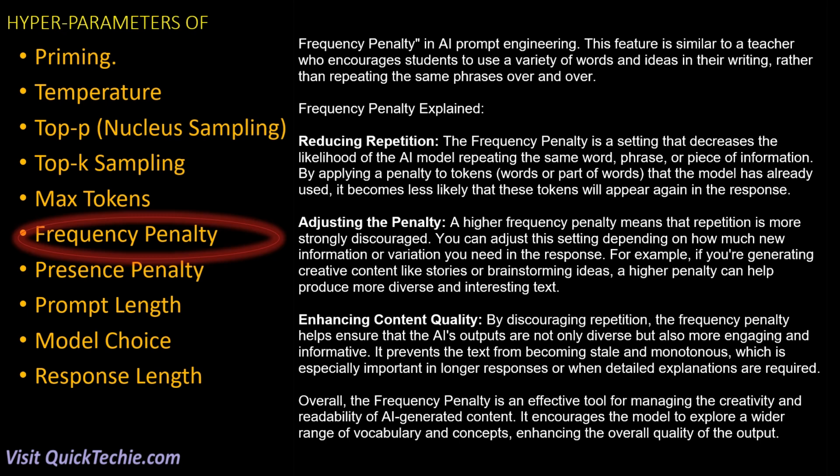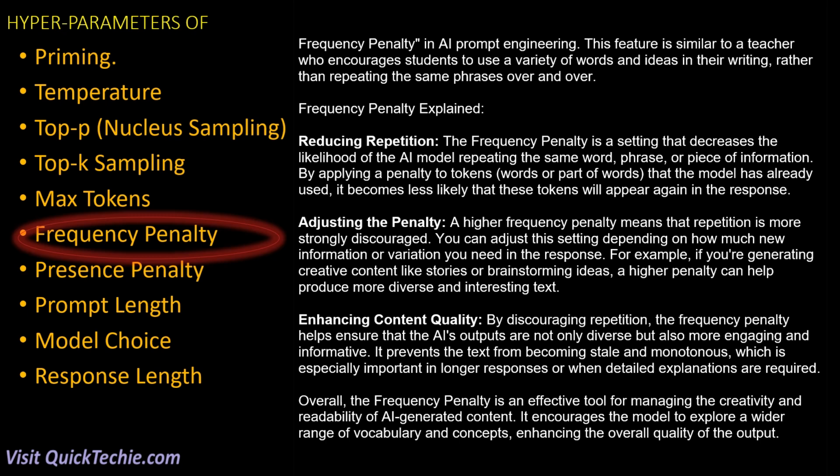The frequency penalty is a setting that decreases the likelihood of the AI model repeating the same word, phrase, or piece of information. By applying a penalty to tokens, words or part of words, that the model has already used, it becomes less likely that these tokens will appear again in the response.